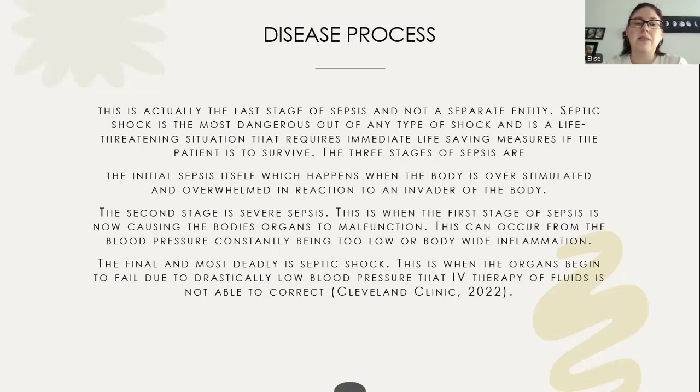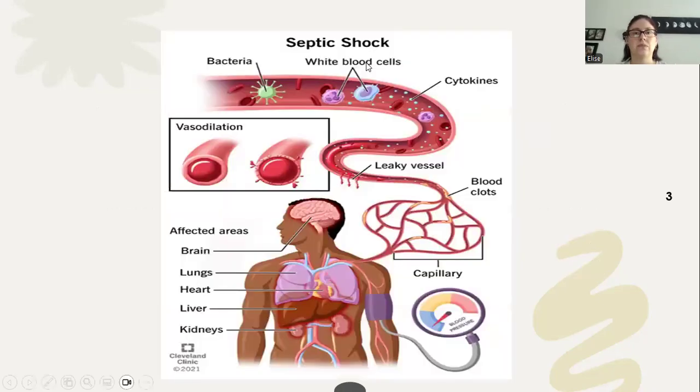And then finally is the most deadly, septic shock. This is when the organs begin to fail due to drastically low blood pressure that IV therapy of fluids is not able to correct. Cleveland Clinic 2022. I just wanted to show you a little picture of what septic shock kind of looks like on the inside of the body, what it affects.